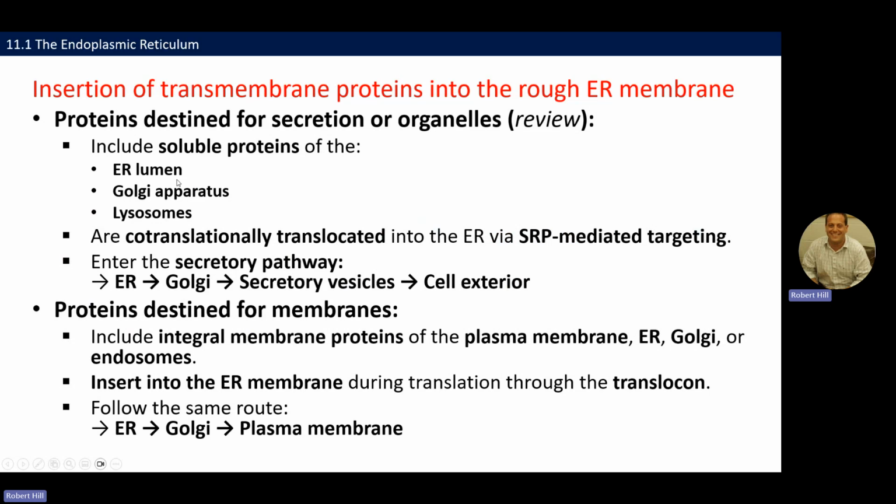Okay, so just to review, proteins that are destined for secretion or travel to other organelles. These are soluble proteins, right? Not membrane bound. These are the ones that are going to stay in the ER lumen, that are going to go to the Golgi, that are going to go to lysosomes. Now, why do I not have in here on that list proteins that are going to go to the cytoplasm? Very good. That would be produced by a free-floating ribosome.